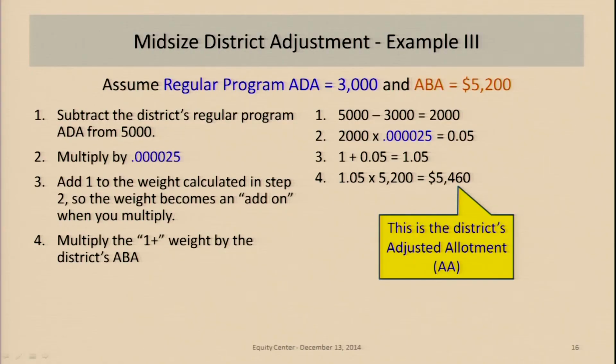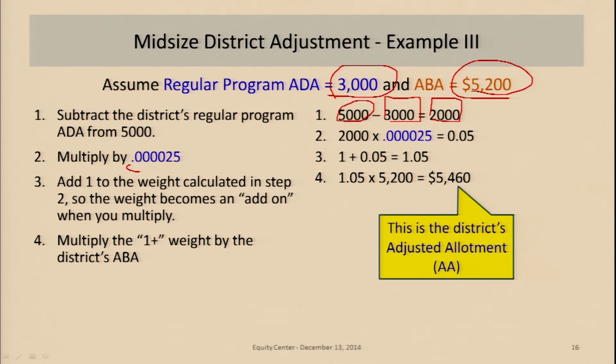Now let's do a mid-sized district adjustment. And it's the exact same process. Here, of course, the regular program ADA for a mid-sized district would be larger, and so you'd have 3,000 in our illustration, but we're going to keep the same adjusted basic allotment of 5,200. Here, instead of subtracting from 1,600, you subtract from 5,000, which is what's in the mid-sized district adjustment formula. So you take your regular program ADA, subtract it, and you have 2,000. That's the number you use going forward here.